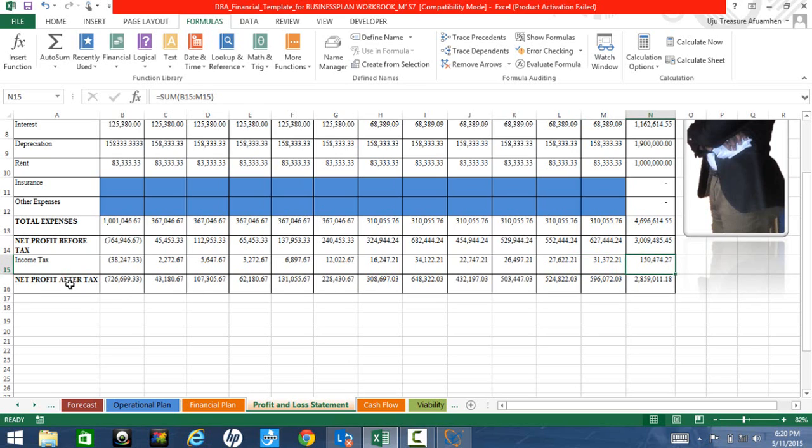Then the net profit after tax. Remember, this is the income tax. This is the net profit. To get this, you're going to subtract the value you have here from the value you have here. So this is B15, this is B14. Now look at it. B14 minus B15. So that's how we got the net profit after tax. And for the first 2 months, the next 2 months, down to the last. And when you take a summation, this is what you get.